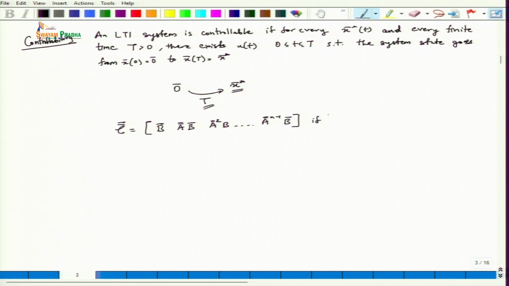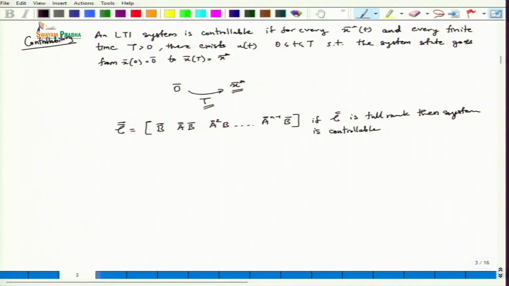If this matrix is full rank, then the system is controllable.